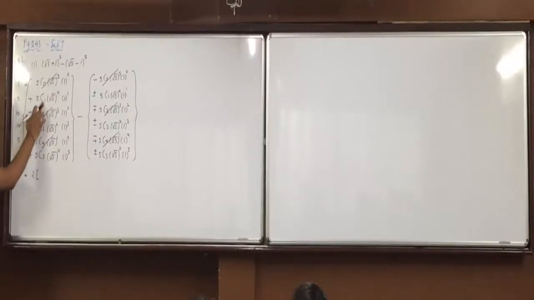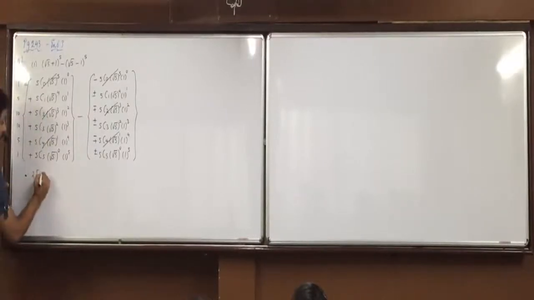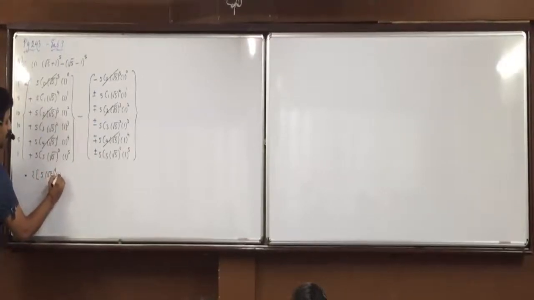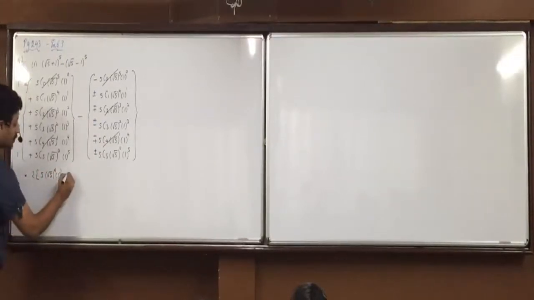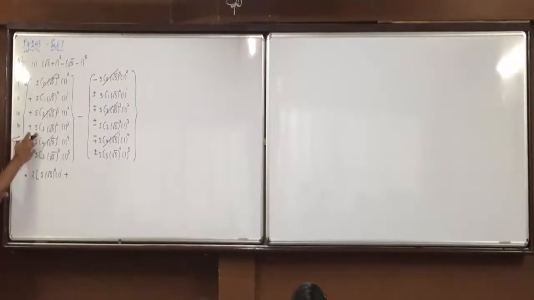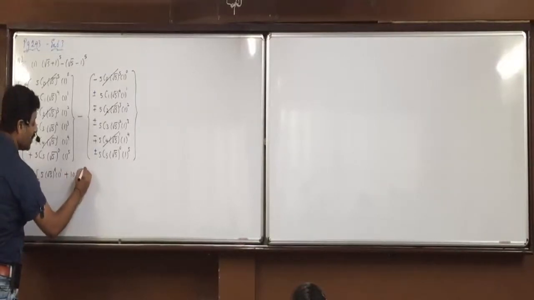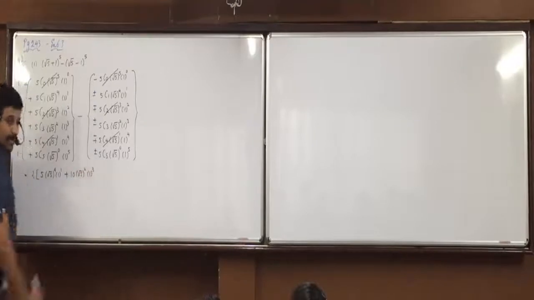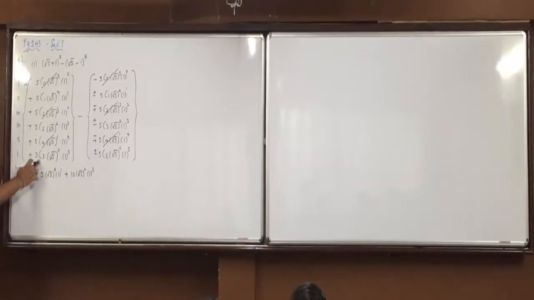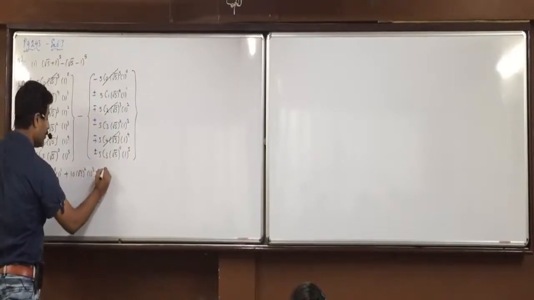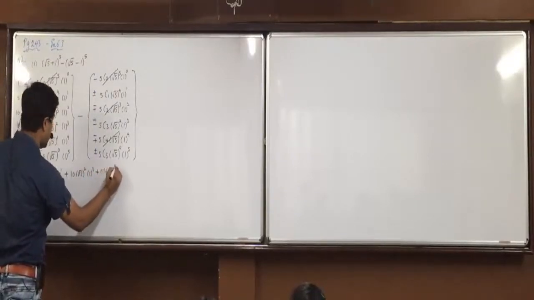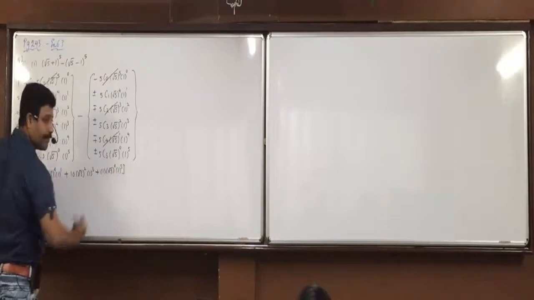Now here, what is the value of 5C1? So can I write 5 into root 5 raised to 4 into 1 raised to 1, plus, which is the next non-cancelled number, this one? What is 5C3 again? So 10 into root 5 raised to 2 into 1 raised to 3, which is a non-cancelled number again. 5C5, what is that? 1. So 1 into root 5 raised to 0 into 1 raised to 5.